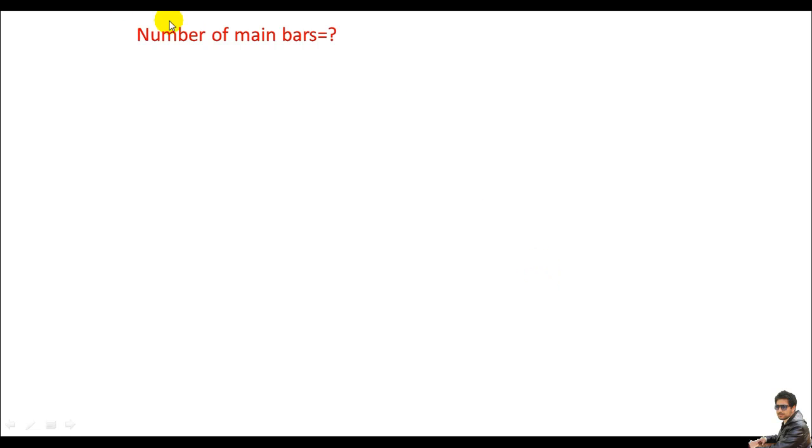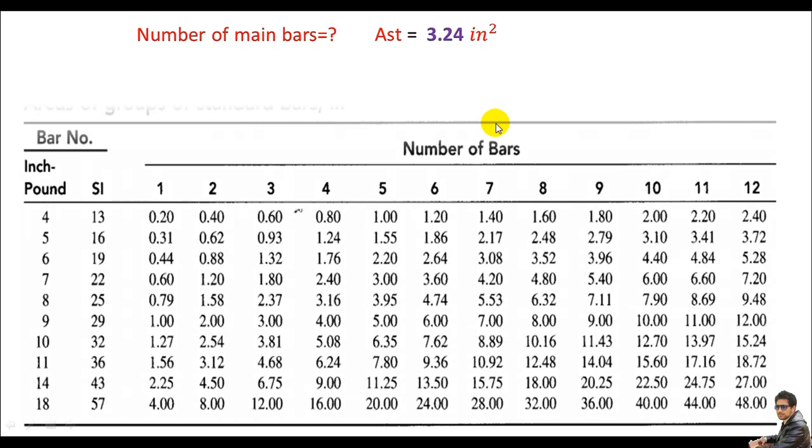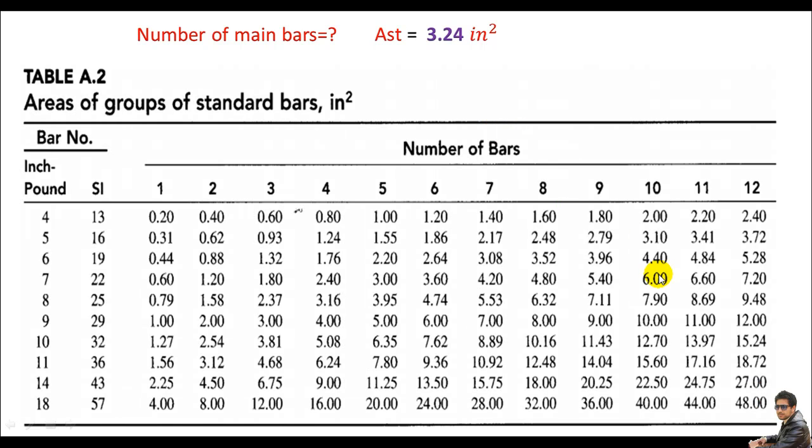So the number of main bars is my next approach, and as we found a few minutes ago, 3.24, and here you go, this table. This table now helps me pick a few options like 3.52, 3.6, 4, 3.8 maybe. And these are just enough.